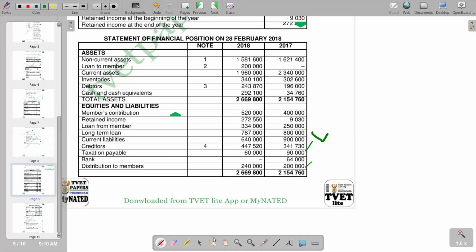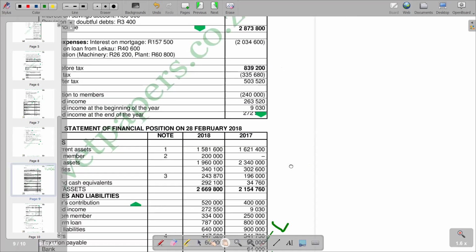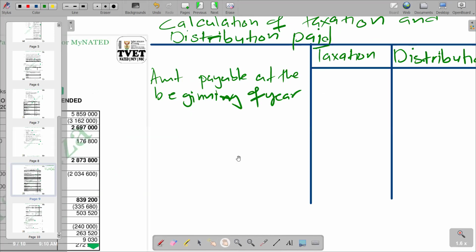So let's go back there. We have 200,000 for distribution, and then 90,000 for taxation. Coming here now, for taxation we have 90,000, and we show it as a negative. And then for distribution, we've got 200,000, and we show it as a negative again.